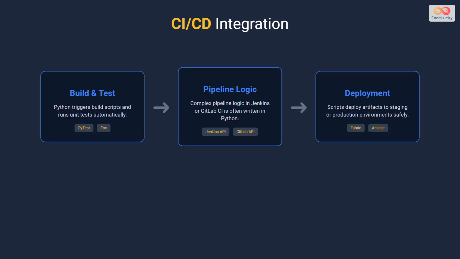Python plays a huge role in continuous integration and continuous deployment. In the build and test phase, tools like PyTest and Tox automate testing. For pipeline logic, complex workflows in Jenkins or GitLab CI are often scripted in Python. Finally, deployment tools like Fabric and Ansible use Python to push code safely to production environments.